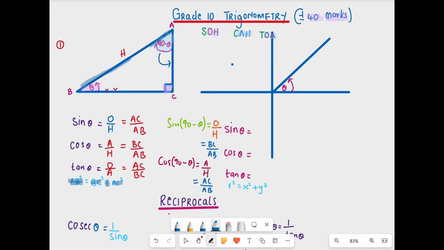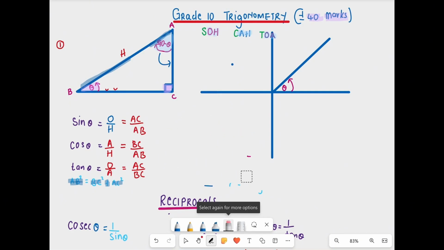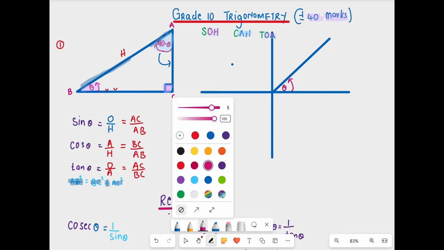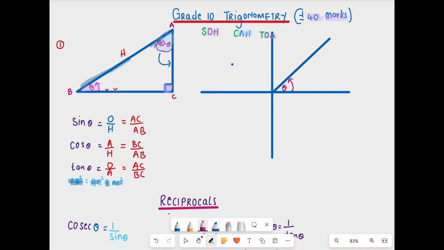Now, let's move to defining ratios in a Cartesian plane. So you must also be able to define all these ratios in a Cartesian plane. Here is our Cartesian plane. They can give you a point here. Let's say you have point P, which is always x and y. So here you have your x, and there you have your y, and here you always have your radius, which is your r.